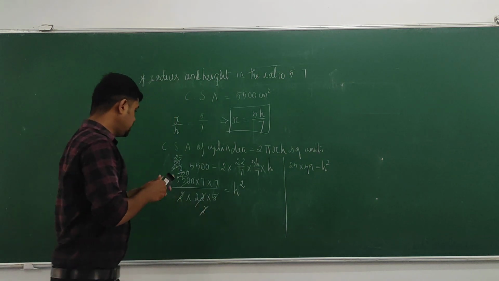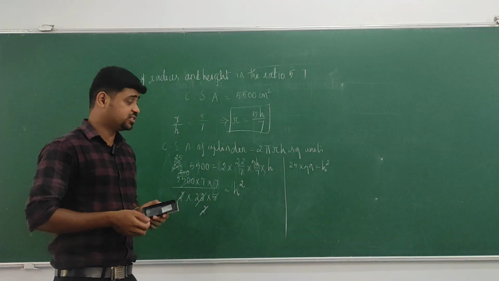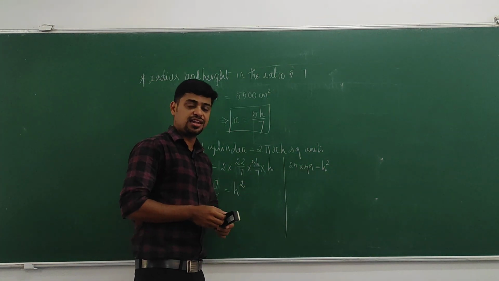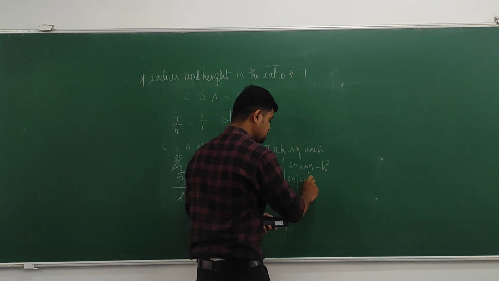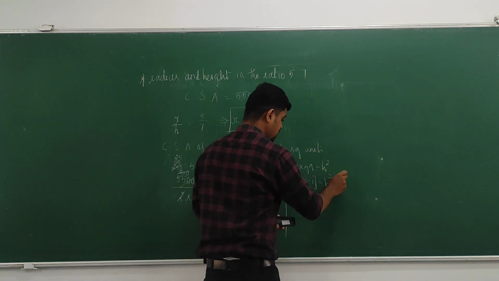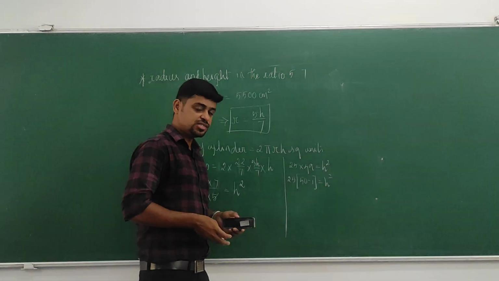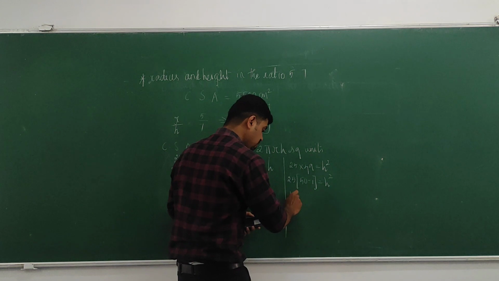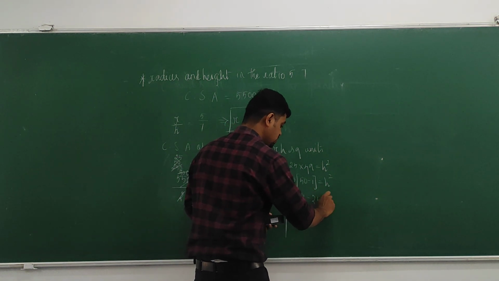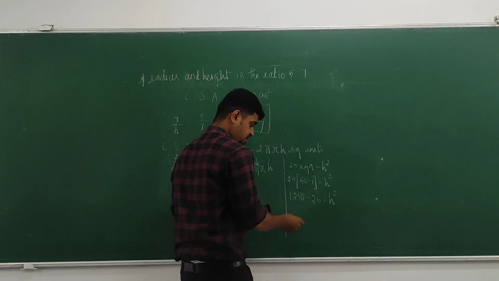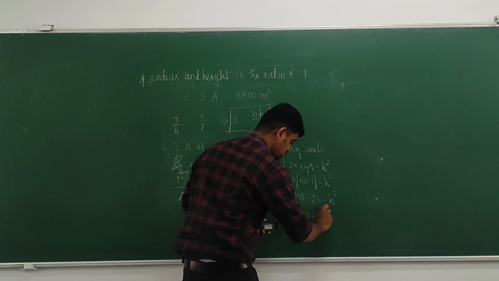25 into 7 into 7 is 49, so we'll go for simple multiplication. We can change this particular 49 as 50 minus 1. So 25 into (50 minus 1) is equal to h square. Now we'll multiply individually. 25 into 50 is 1250, minus 25 into 1 is 25. Now we subtract these two things, and our answer will become 1225, which is equal to h square.